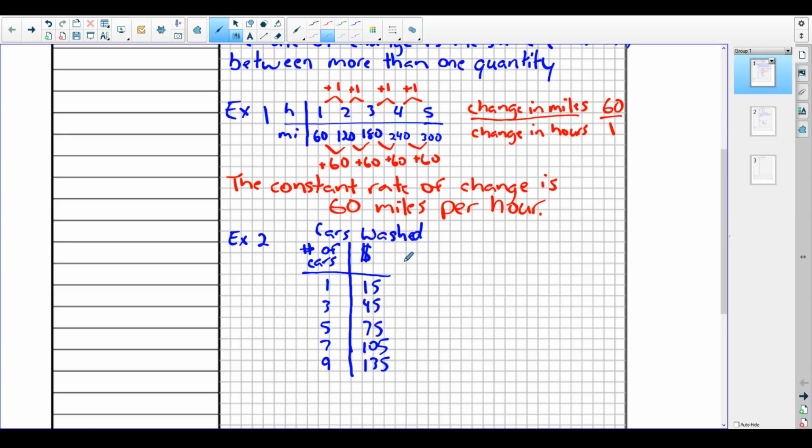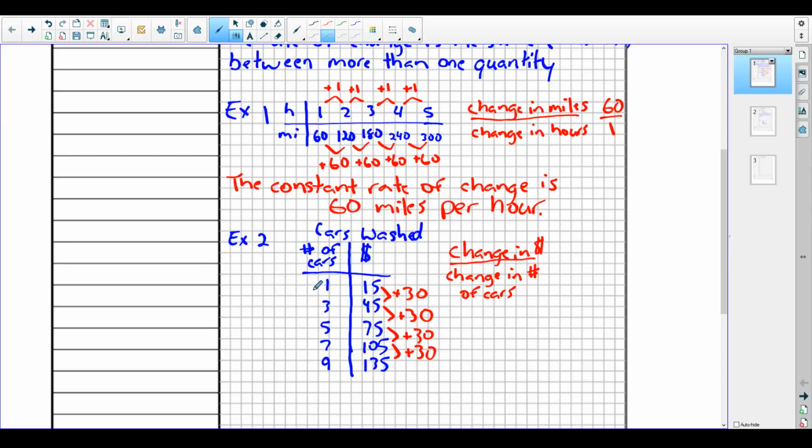So same thing here. We have a table about cars being washed. And we want to know what is the change in dollars, change in money, compared to the change in number of cars. So we do the same thing. We just see what we're adding or subtracting by. In this case, from 15 to 45 is plus 30. 45 to 75, plus 30. And it's the same all the way down.